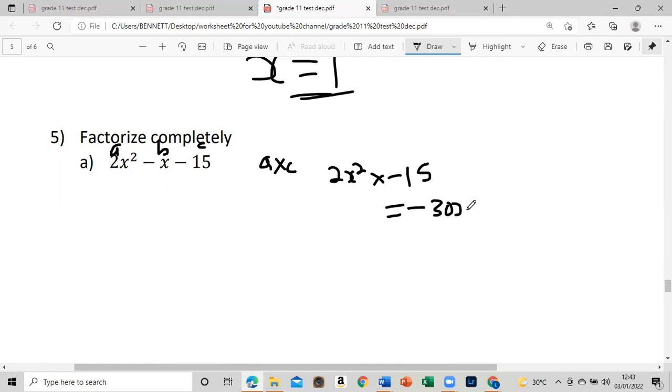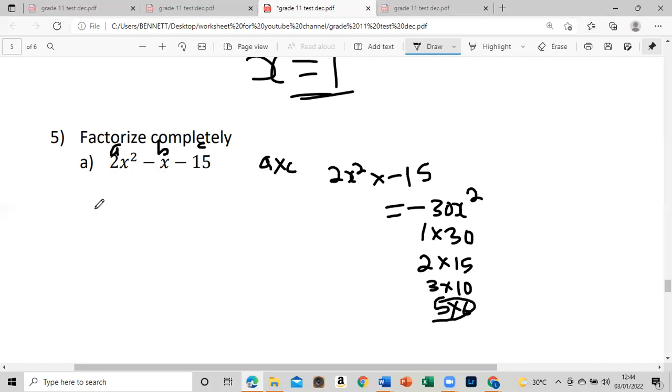So what we do now is list all the factors of 30. Primary school, take it back to primary. 1 and 30, 2 and 15, 3 and 10, and 5 and 6, right? These are all the factors of 30. Now we see which pair can give us negative 1, and that will be 5 and 6.